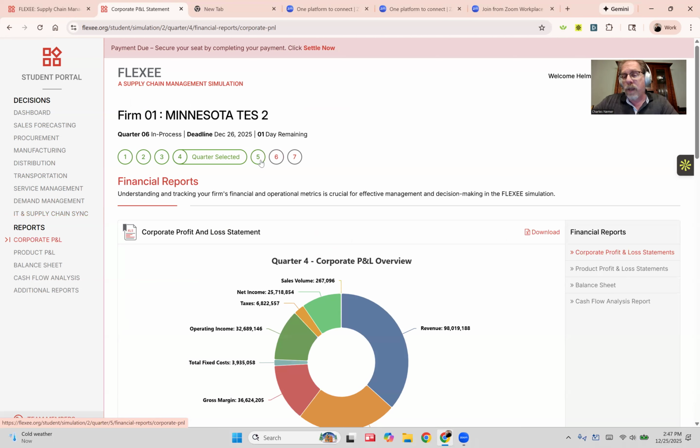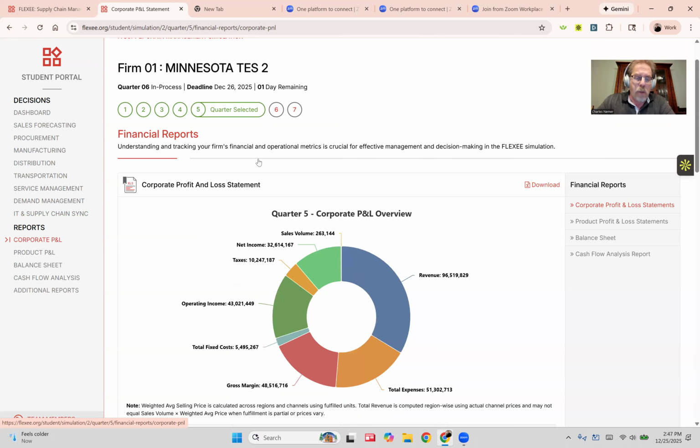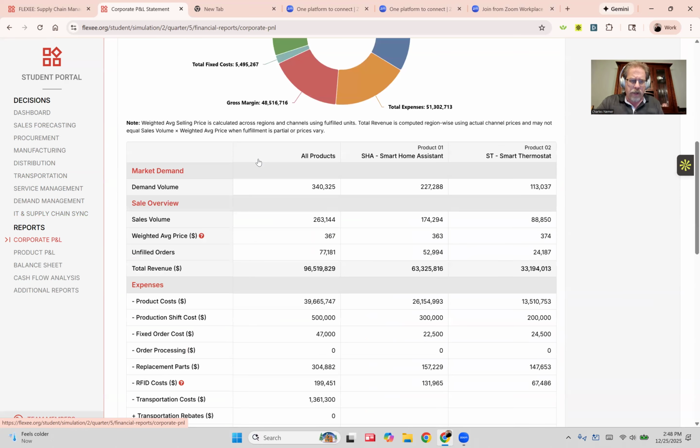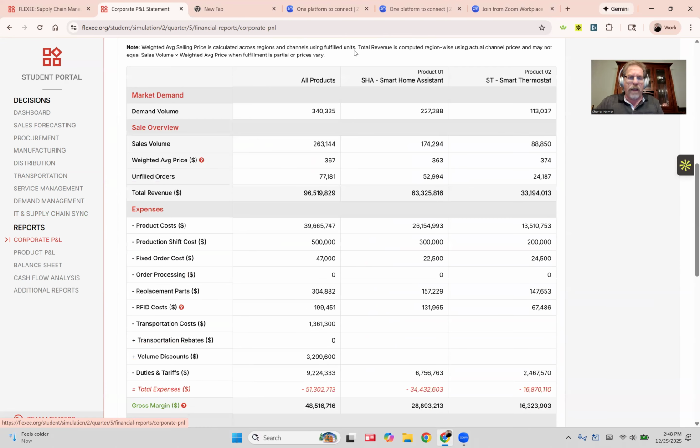Consider using the templates you were given so that you can download the data, plug it in the spreadsheets, and work with it over time to build your decision sheets. So let's just go back to five real quick. If you look down below, I'll come back up to the graph, but we've got the two products here, and then the total is all products here.